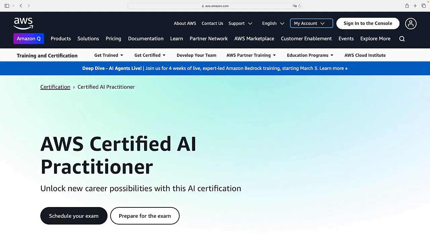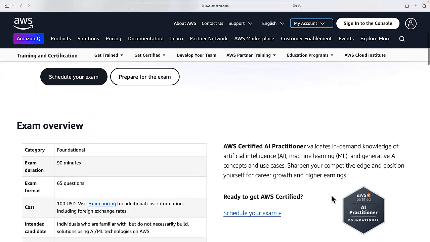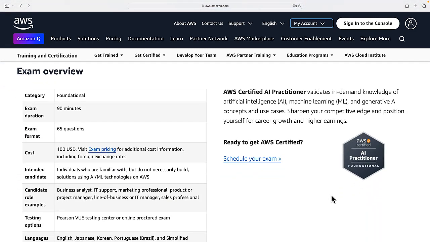We'll start off having a look through the details on the AWS website. I'm on the AWS website. This is the page for the AWS Certified AI Practitioner exam. So this is a foundational level exam. Don't let that fool you. However, this is not the place to start if you don't know anything about AWS.